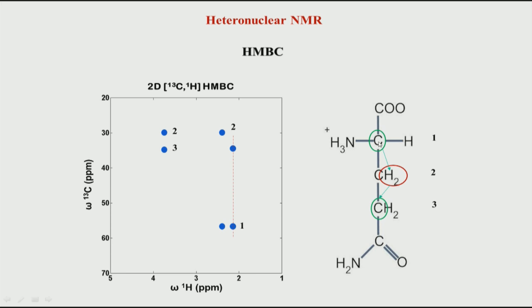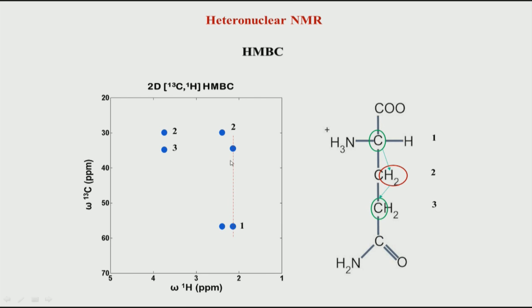So, that coupling is much smaller than 5 hertz, and because of its weakness, the smaller value, we do not normally get correlations further than 3 bonds. But 2 bond coupling from carbon to proton is very frequent, that is most of the peaks are in this correlation, and that is what we see here.